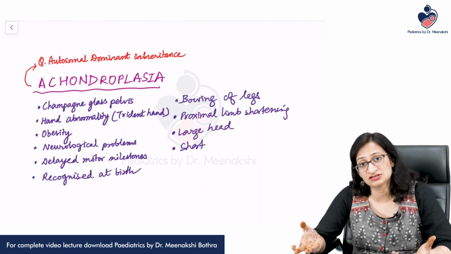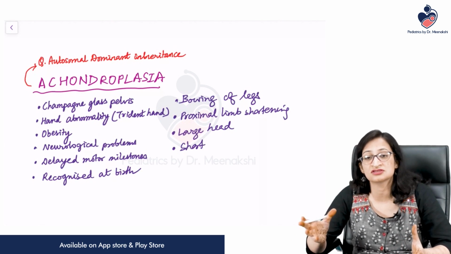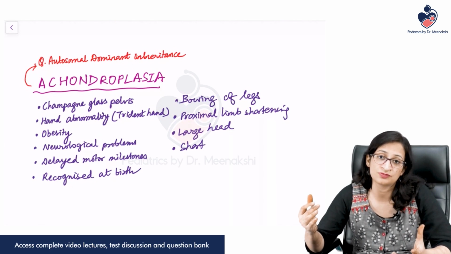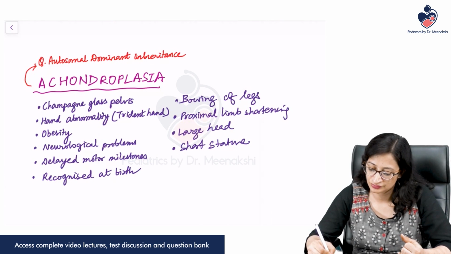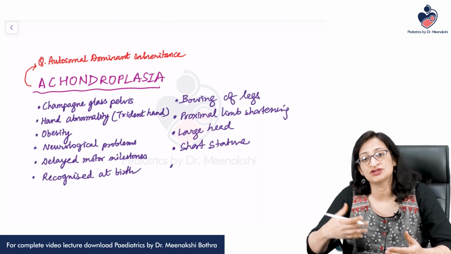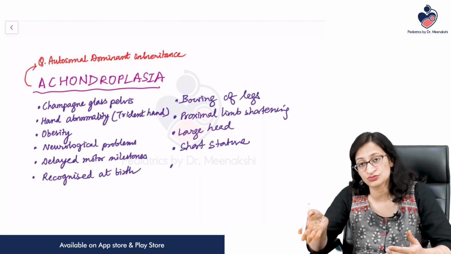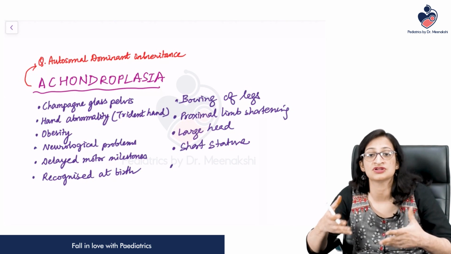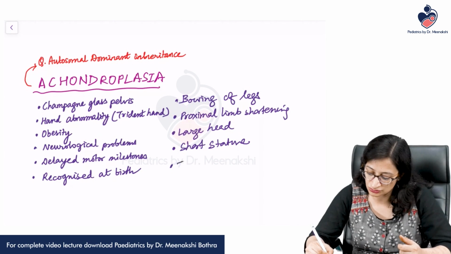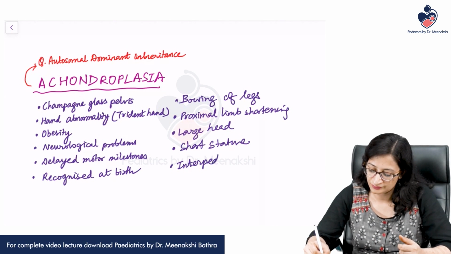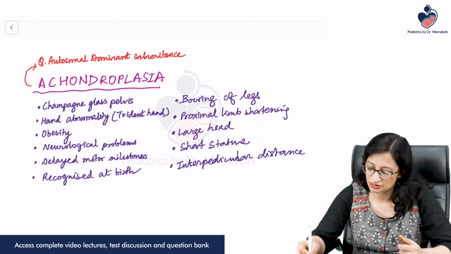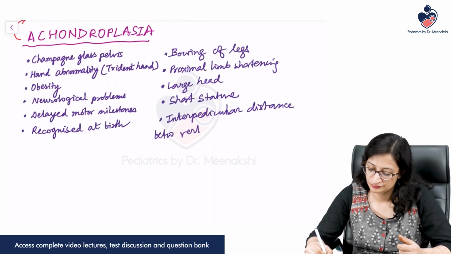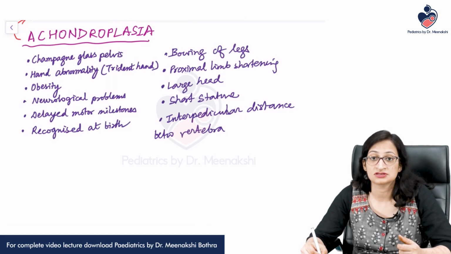So, if you have seen circuses which used to be there previously, the clowns in the circuses are usually individuals with achondroplasia, those who come as dwarfs. Okay. So, short stature. And interpedicular distance between the vertebra decreases. Normally as you go downwards in the lumbar region, the interpedicular distance between the vertebra should increase. But in achondroplasia, the interpedicular distance between vertebra decreases.